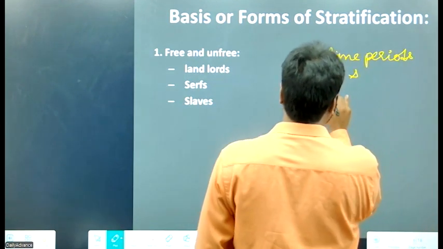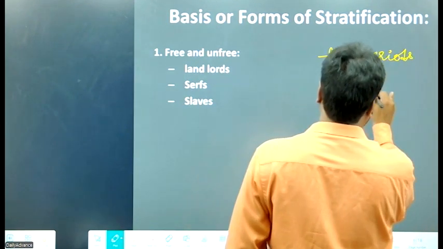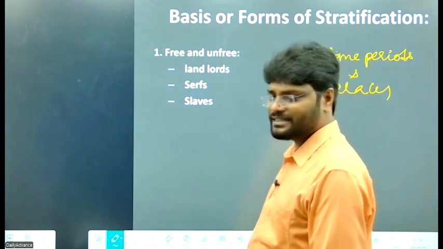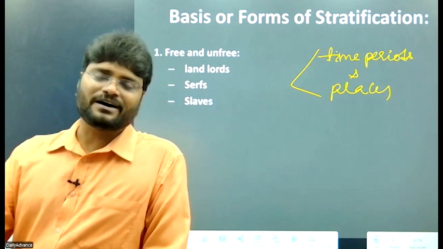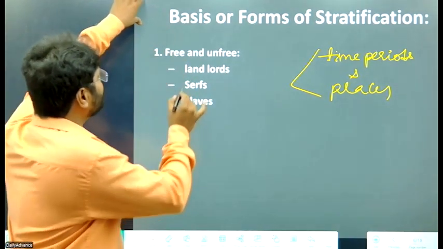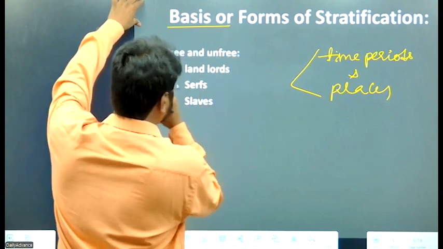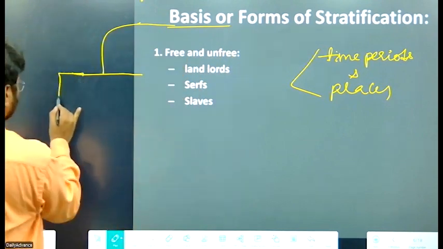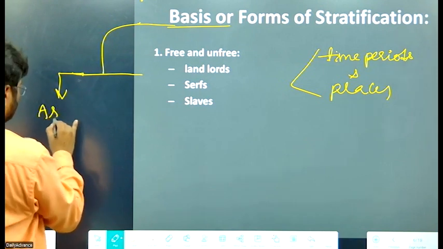So in different time periods and different places in human history, we have seen various forms of emergence of social stratification. And here the basis of social stratification can be divided into two types. The first one is the ascribed basis.